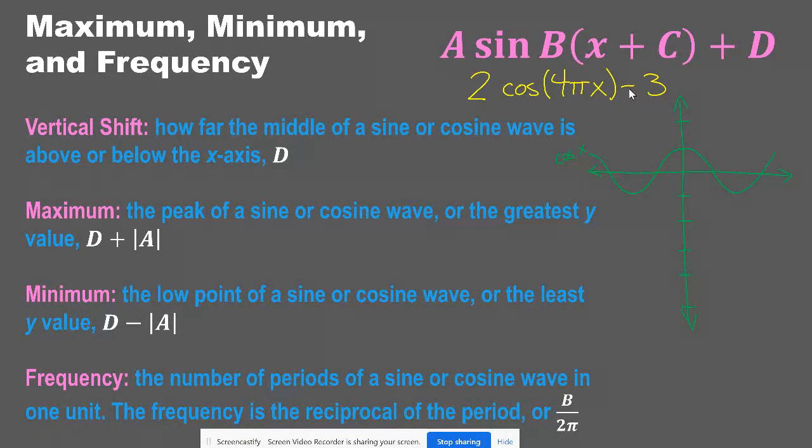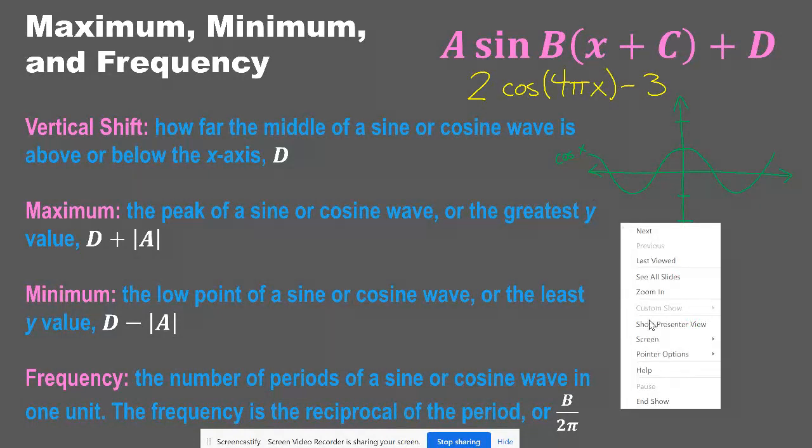we go through these. Since I chose a cosine function for my example, I also did a sketch of what a normal cosine graph would look like. This is just regular old cosine of x. So we're going to refer to both of those.